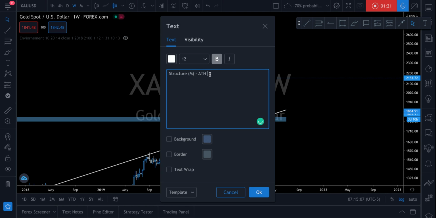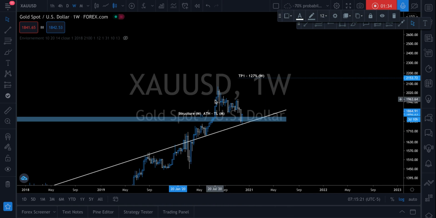So I'm actually going to do this. We'll do structure, previous all-time low, high, and then we're also going to do a trend line, and that is going to be monthly as well. Just to give us a quick outline of what we're seeing whenever we're observing the structure.